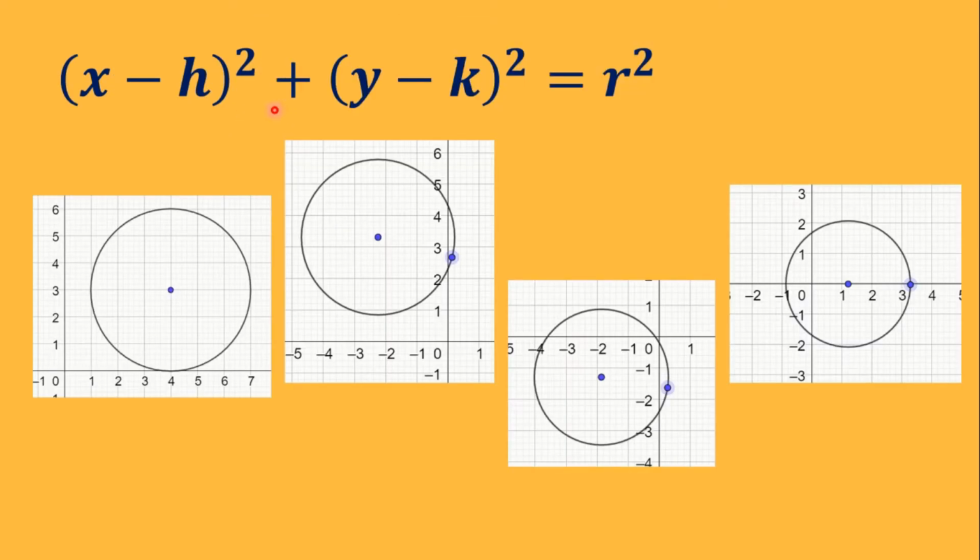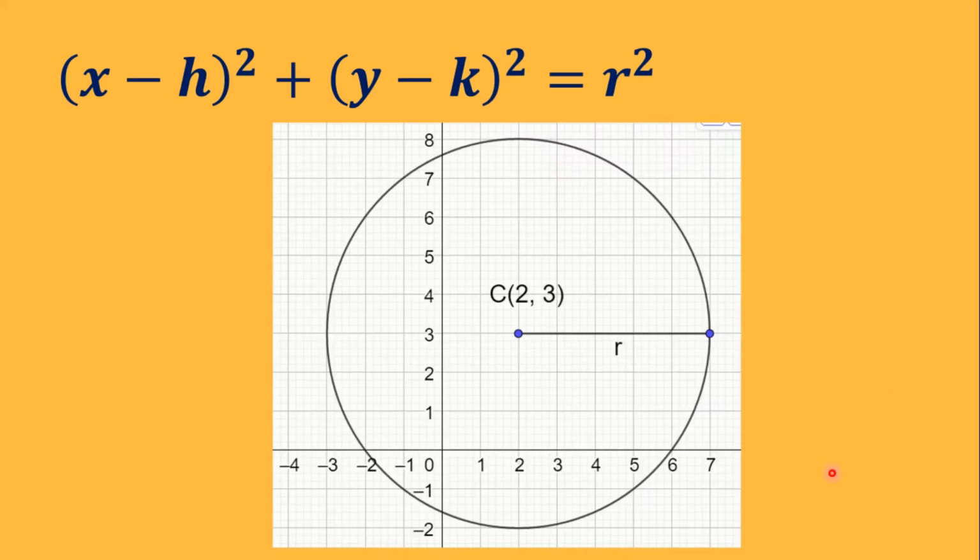Let us consider the second standard form of equation of a circle. The quantity (x minus h) squared plus the quantity (y minus k) squared equals r squared. The circle can be illustrated in any of these forms. The circle can be illustrated with its center in the first quadrant, or somewhere in the second quadrant, or in the third quadrant, or its center might be along one of the axes.